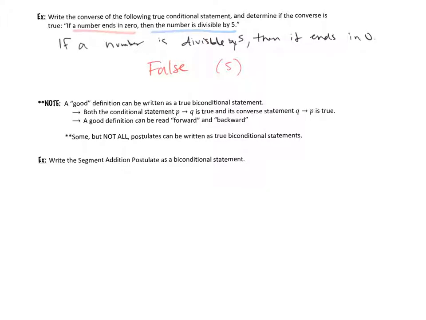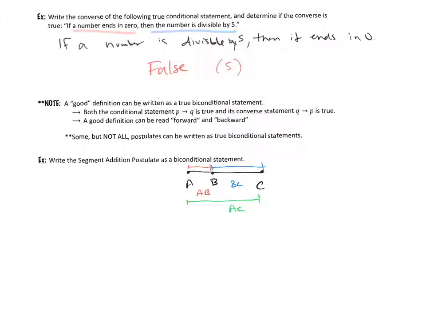You may notice that there will be a lot of definitions that are biconditional statements, so you can read them forward or backward. So you can give the term first and then the definition, or vice versa. But not all postulates can be written this way, although some of them can. So we're going to write the segment addition postulate from chapter 1 as a biconditional statement. So let's remember what that said. In that case, if I had points A and C, and a point B somewhere between them, that the length of AB plus the length of BC added up to be the total length AC.